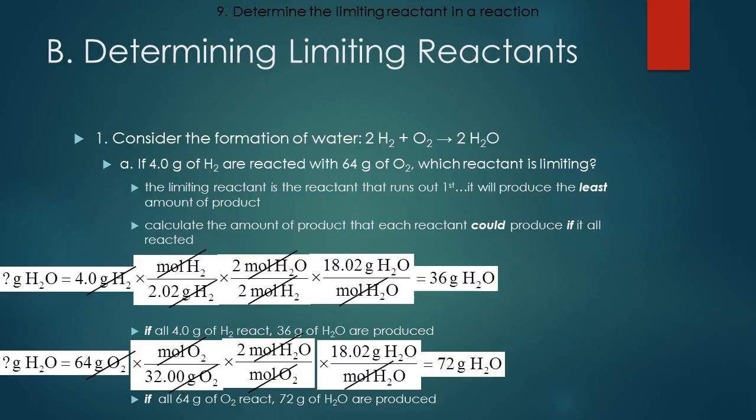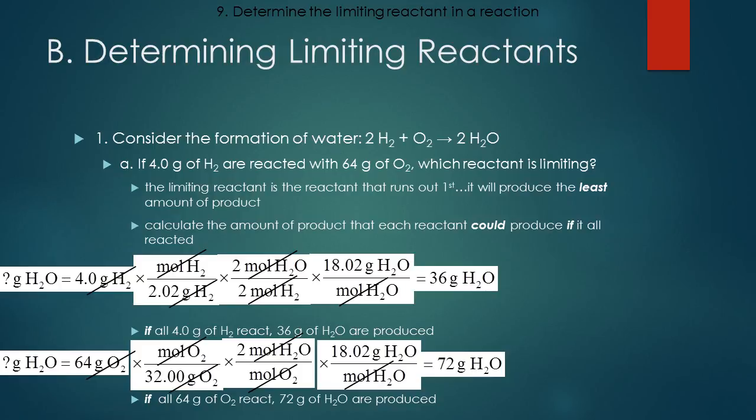Well, what does this tell me? It tells me that if all 64 grams of oxygen react, we will get 72 grams of water produced. Now that we've done these two calculations, I want you to pause the video and think about this question. Which of these reactants, hydrogen or oxygen, is limiting?